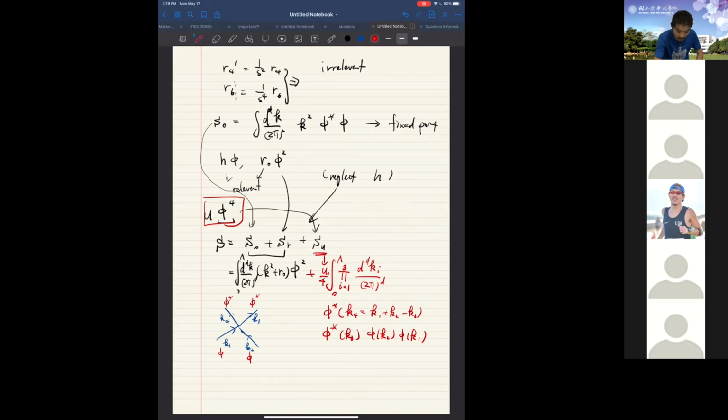So this part is the non-interacting part. And of course, this part is the interacting part. So we can also write it as S_I in here plus S non-interacting.